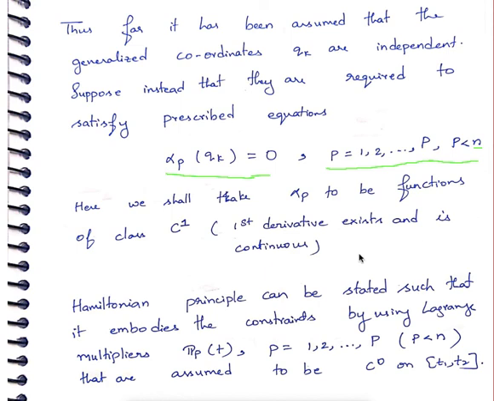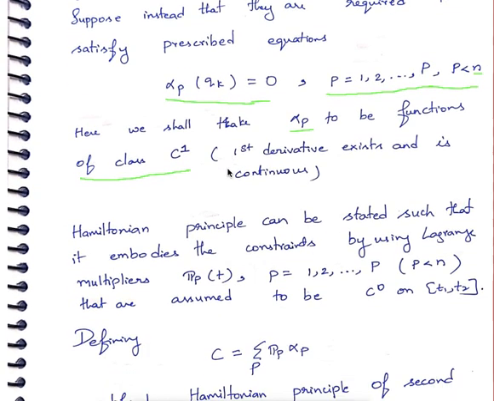Now, we are going to make one assumption that this function alpha p, which is a function of the generalized displacements, is of class C1. C1 class means that for this class of functions, the first derivative exists and is continuous. So you can differentiate these functions with respect to the generalized displacements. For these cases the Hamiltonian principle is modified.